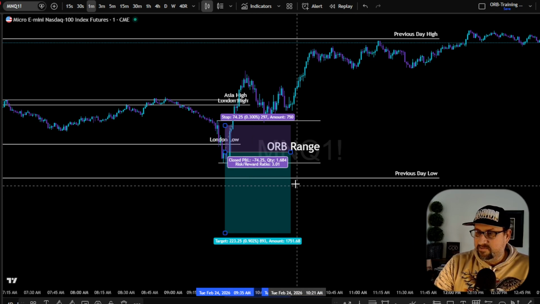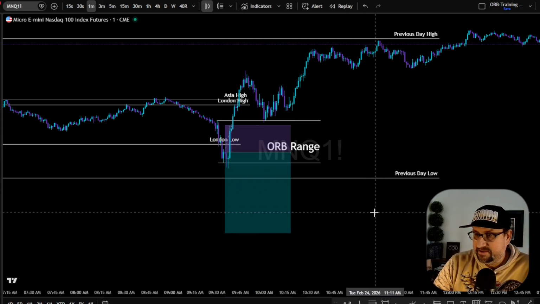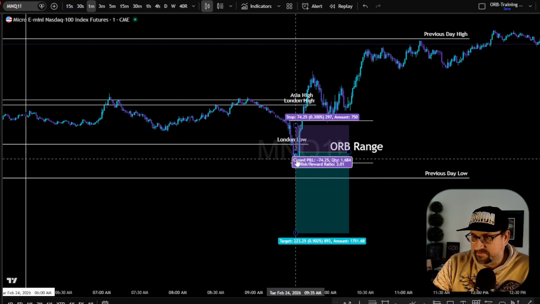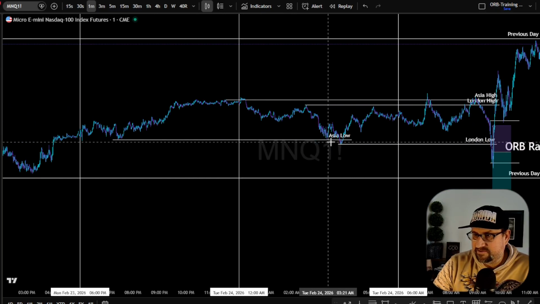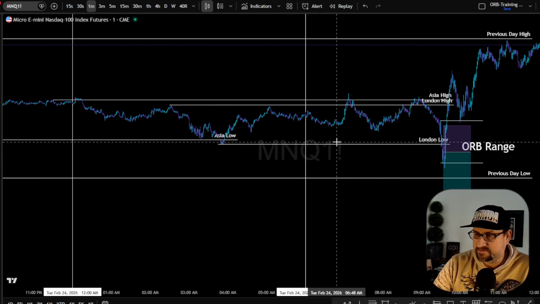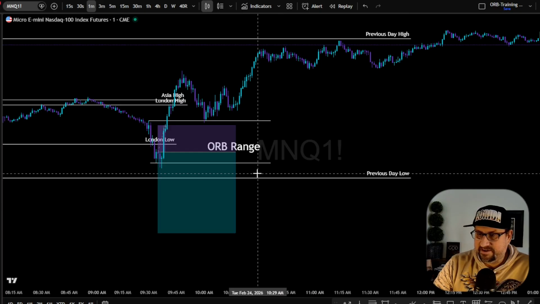Most likely we're going to either move down, sweep some lows from yesterday and some lows from previous sessions, and then we're going to rebalance and go back in the opposite direction. And that's pretty much what we did. We came down, we swept London low here, and of course Asia low, which was already swept. And now previous day low is sitting down here, but it's untouched.